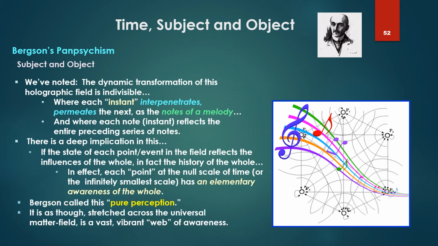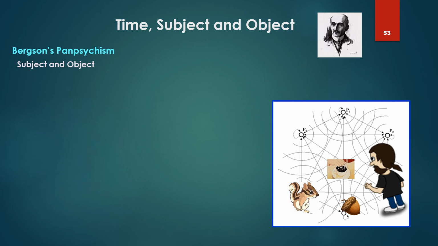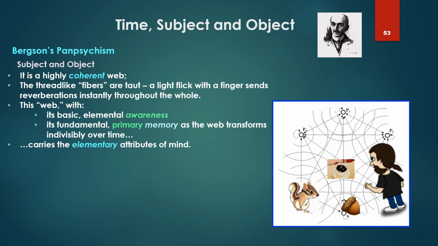It's as though stretched across the universal matter field as a vast, vibrant web of awareness. It's a highly coherent web. The thread-like fibers are taut. A light flick with a finger sends reverberations instantly throughout the whole. This web, with its basic elemental awareness and its fundamental primary memory, as the web transforms indivisibly over time, carries the elementary attributes of mind. And I stress elemental in both cases.